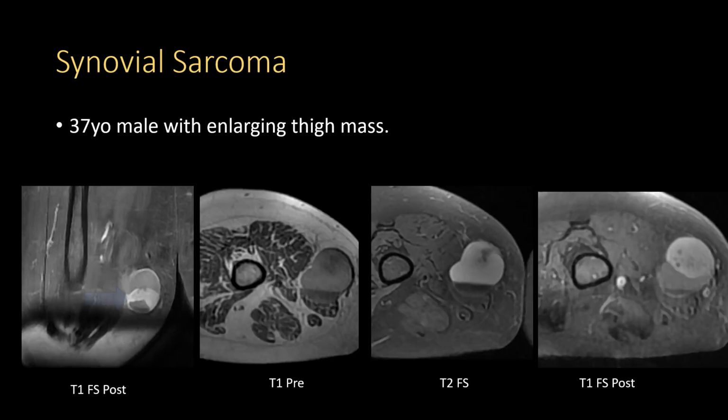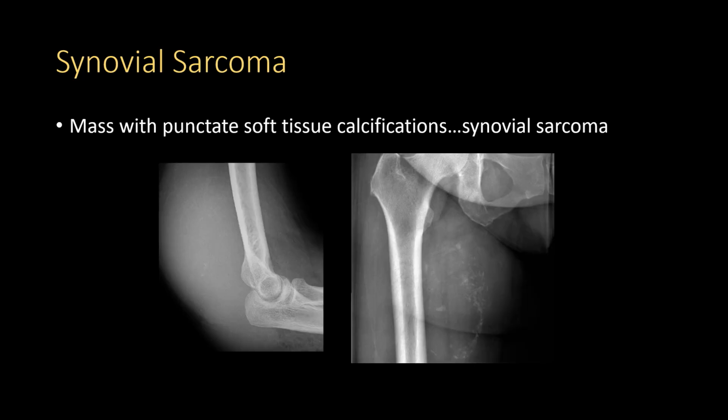Here's another synovial sarcoma. You can see the cellular component here enhancing on the post-contrast imaging. This was one that had bled. So we can see that non-enhancing blood products. You can actually see that hematocrit level on the T1 and the T2 weighted imaging.